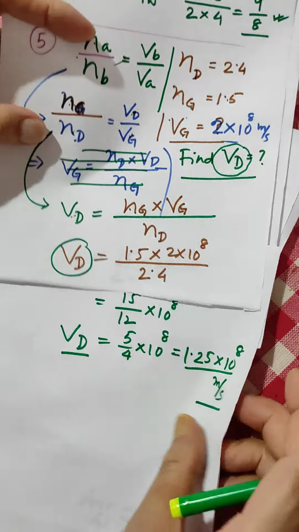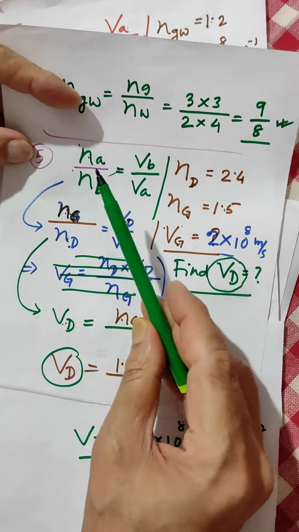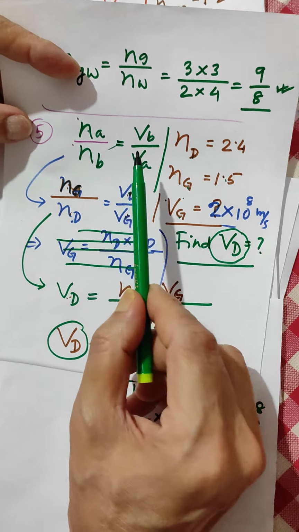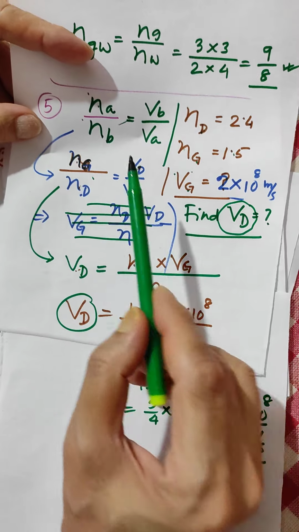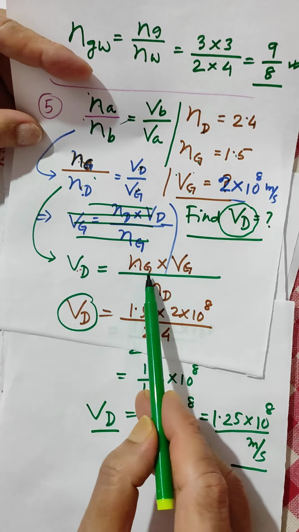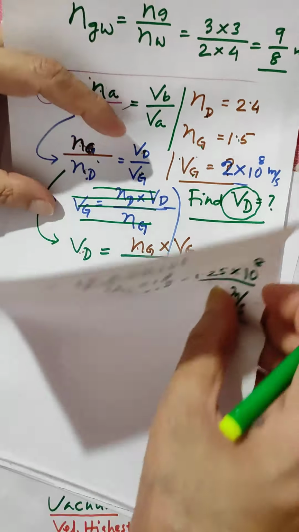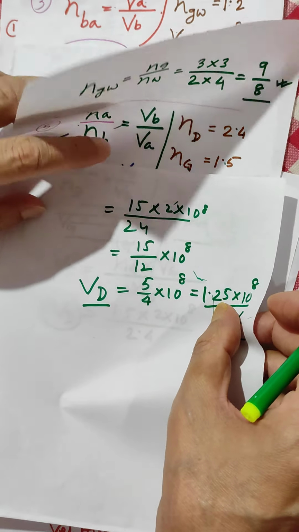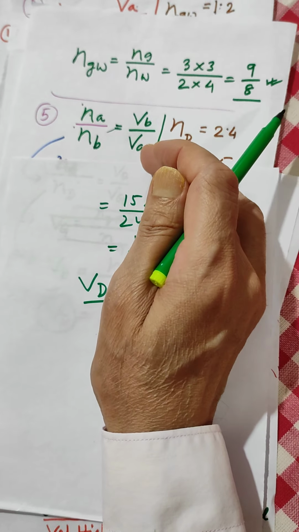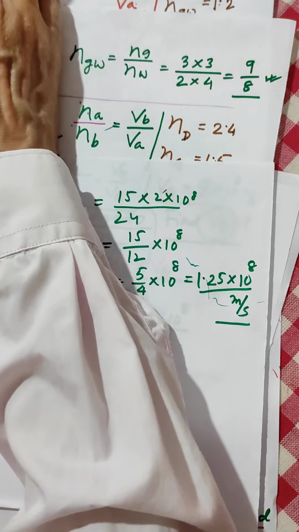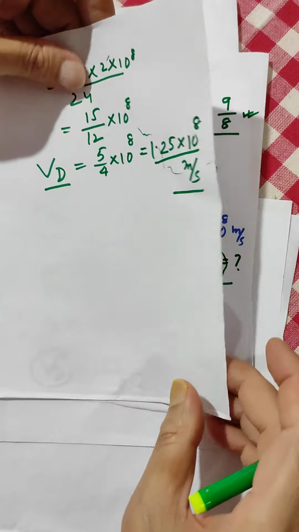Alright. So for this sum we use this formula. All this formula is very important for your exam. This formula, then we got this one. So this was not right. Then this one, finally putting the value, we got this answer. So velocity of light in diamond. Alright, this is number 5. Now let us see the last one, number 6. Okay, now come to the last one.